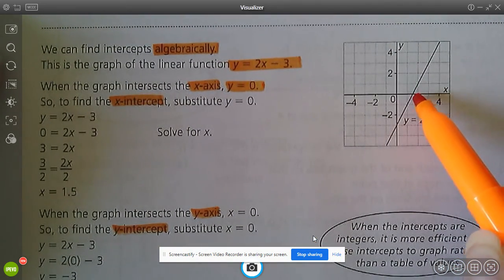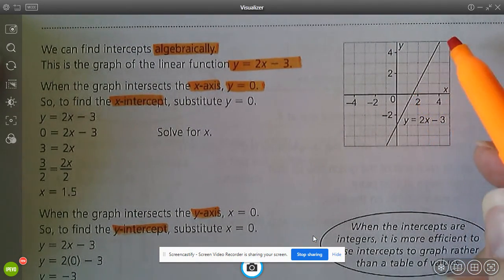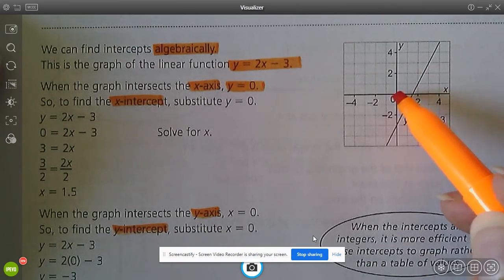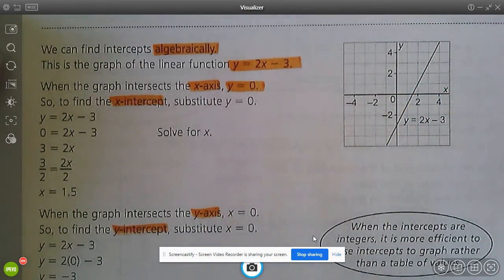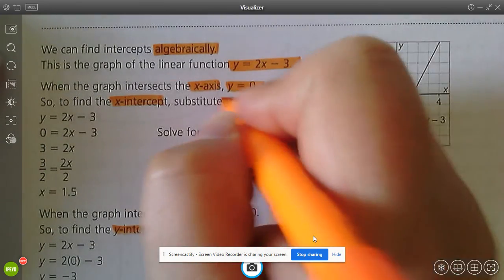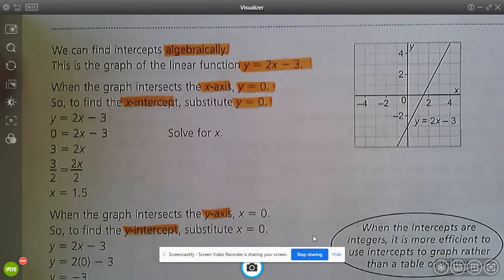Now, without even using this graph to find the actual number, you can see that when the line crosses the graph at the x, the y must be equal to 0. So if we substitute y equals 0 into our equation, we should be able to find the answer from there.